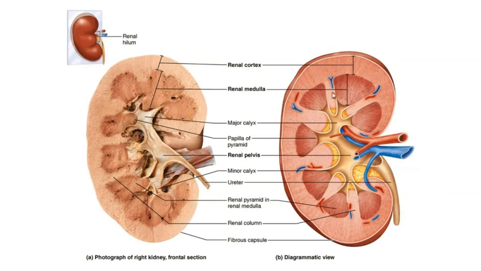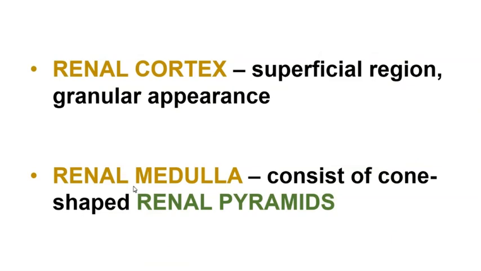This on the left is a real kidney. This, of course, is a diagram over here, but you can clearly see the renal cortex in this diagram here. The inner part of the kidney, or the deepest parts of the kidney, are referred to as the renal medulla. And the renal medulla is segmented into these cone-shaped, very dark red structures called the renal pyramids.